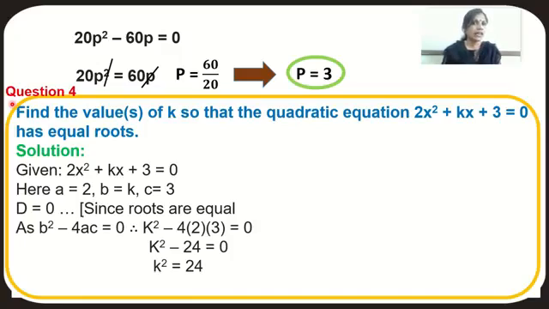So we get k square minus 24 is equal to 0. That will give us k square is equal to 24 and therefore k is equal to plus minus 2 root 6. This is the value. Alright, since it is a quadratic equation, both the values are accepted. So k has two values, either plus 2 root 6 or minus 2 root 6. Clear everyone? Okay, so let's move to the next sum.